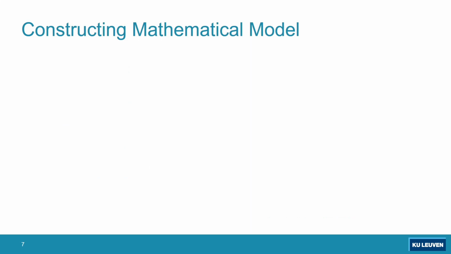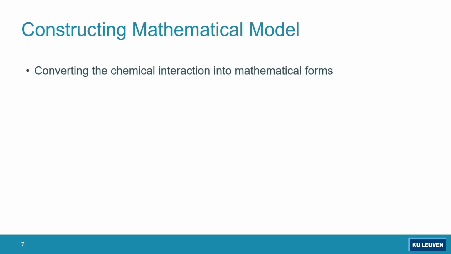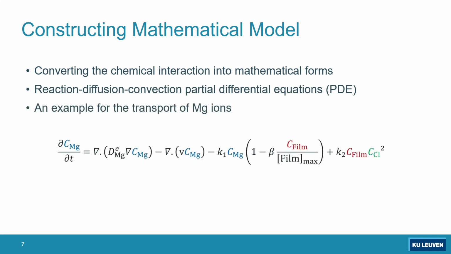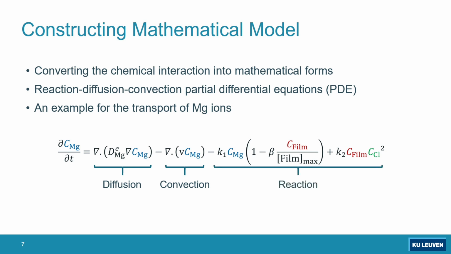In order to convert the described chemistry into mathematical forms, this interaction should be converted to mathematical forms. So we use reaction-diffusion-convection partial differential equations. And as an example, for just the magnesium ions transport, this is how the equation looks. It comprises the diffusion term, how the magnesium ions diffuse through the medium, how they are convected by an external velocity field, and how they react with other components.